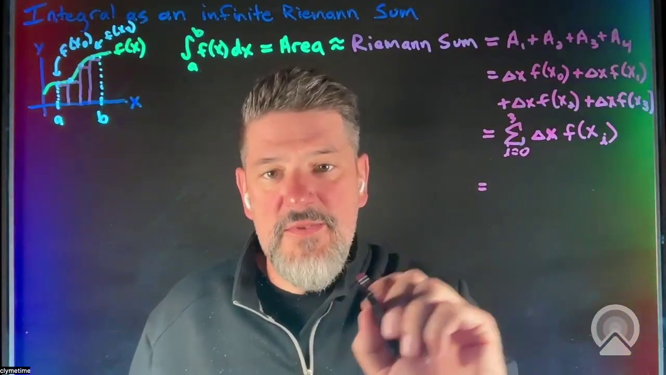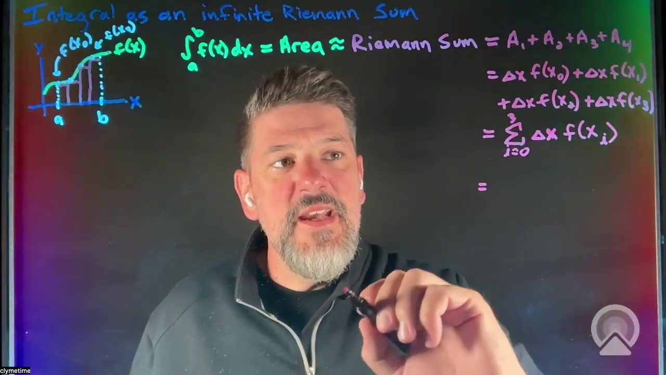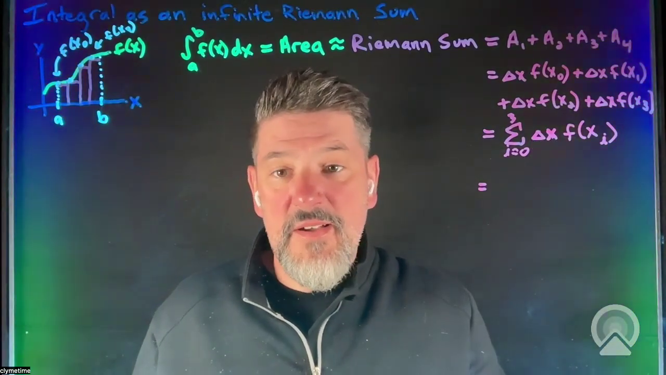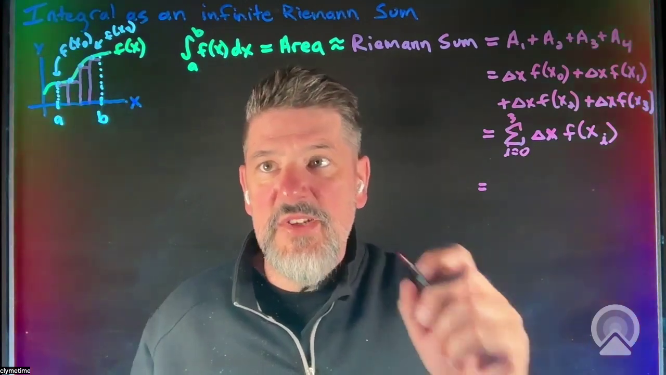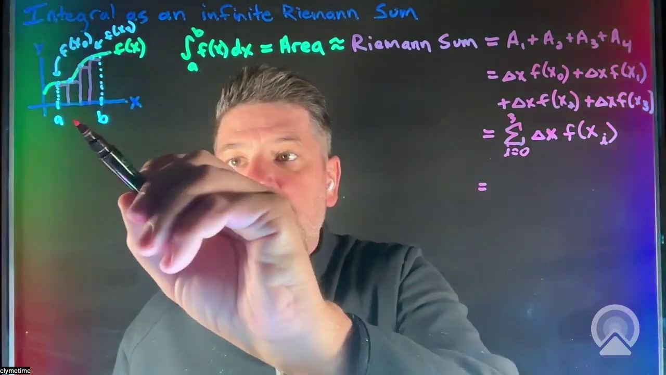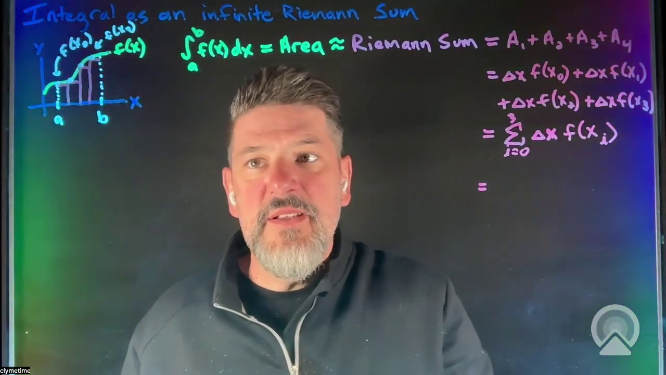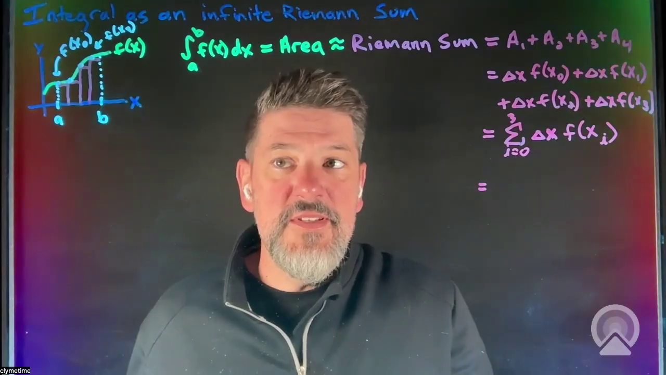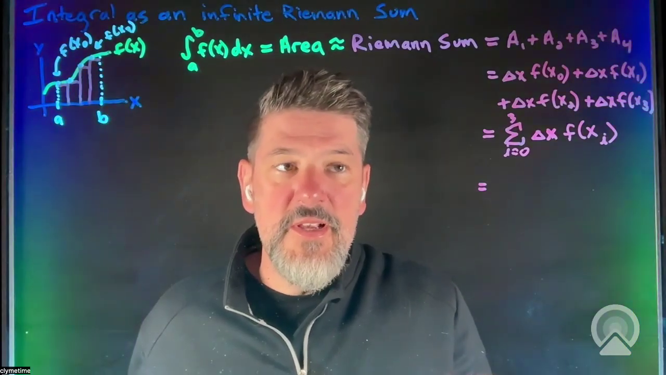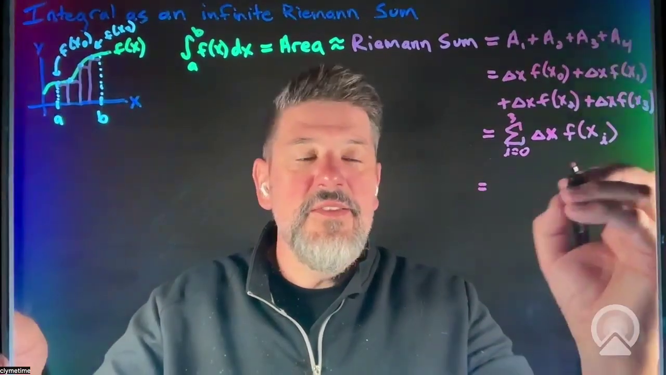So maybe before I do that, I'm going to show how these delta x and the x sub I depend on your basic information. Your basic information is going to be the function itself, where you start, where you end, a and b. And then they also depend on the number of rectangles. So in this case, the number of rectangles equals 4. So it should depend on n, f of x, a, and b. That's all it should depend on.